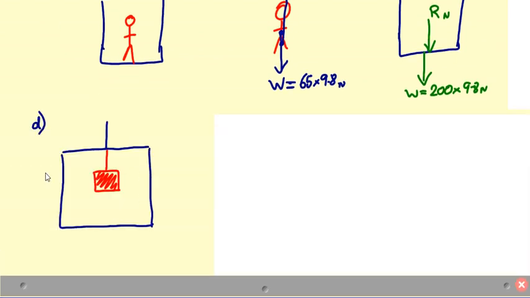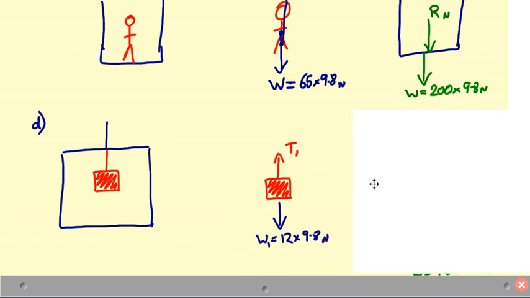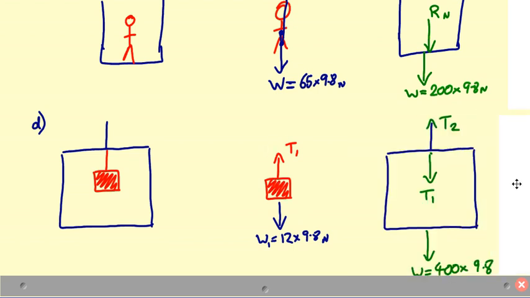And then here we've got a lift with a box suspended inside it. What forces will the box and the lift experience? Pause the video, have a go. And then here we've got the red box in the middle, which will experience its own weight and the tension pulling it up. And then the lift will experience the tension in the cable from this here, okay, because it's being pulled down by that cable, the lift.